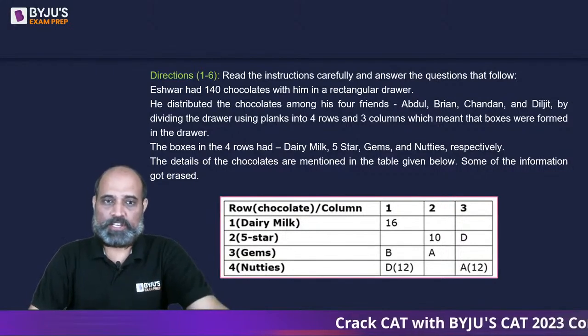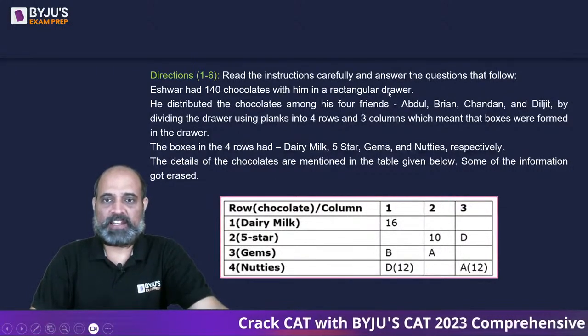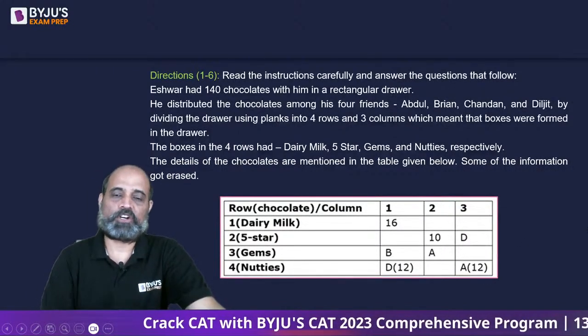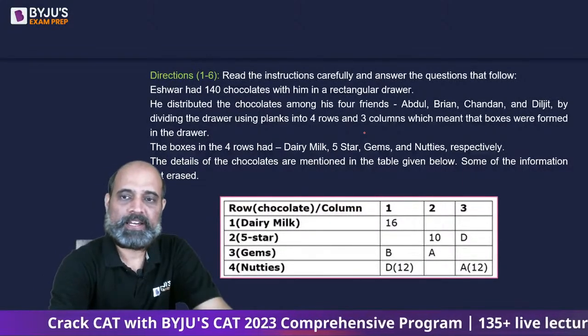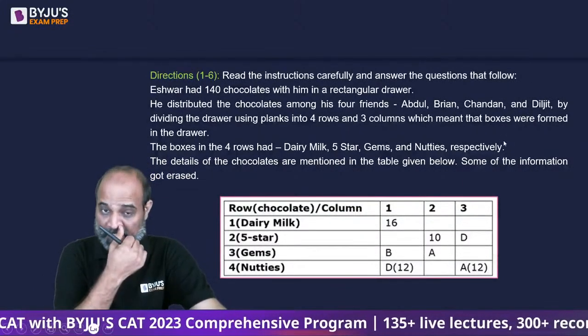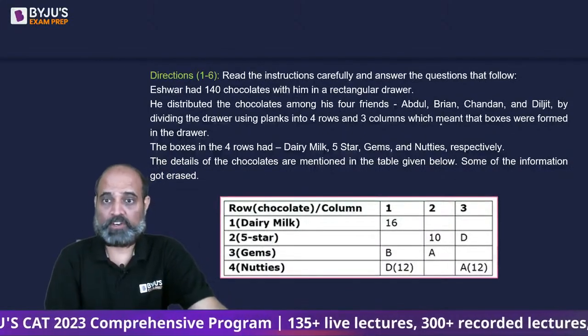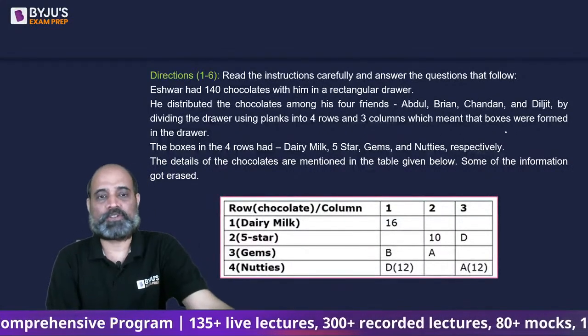Okay. So Ishwar had 140 chocolates with him in a rectangular drawer. He distributed the chocolates among his 4 friends Abdul, Brian, Chandan and Diljit by dividing the drawer using planks into 4 rows and 3 columns, which meant that boxes were formed in the drawer.